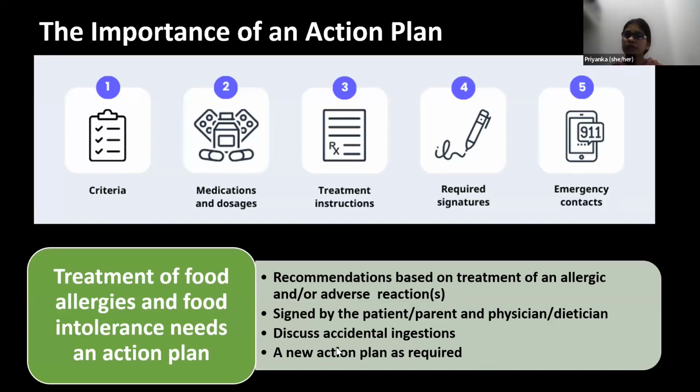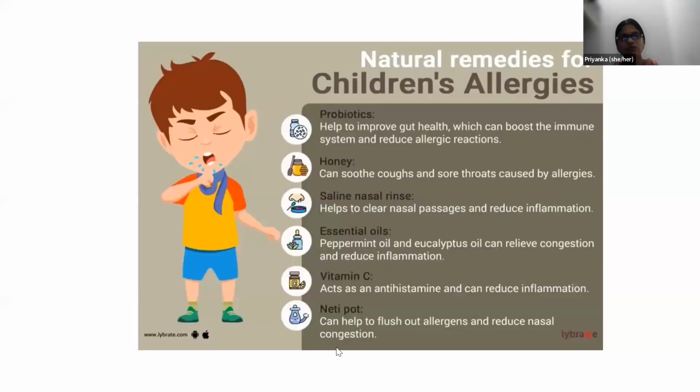The action plan must discuss accidental ingestions. And last but not least, a dietitian should always be ready with a new action plan as and when required. Once we have the action plan ready, the next step is diet planning and diet counseling. How can a dietitian get into diet planning and diet counseling for patients suffering from food allergies and intolerances?